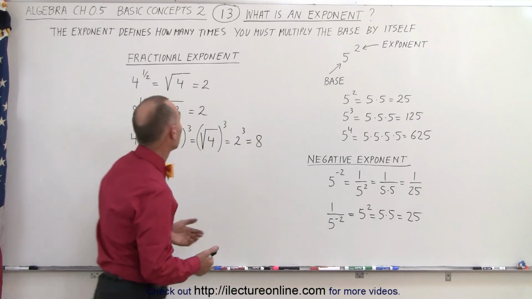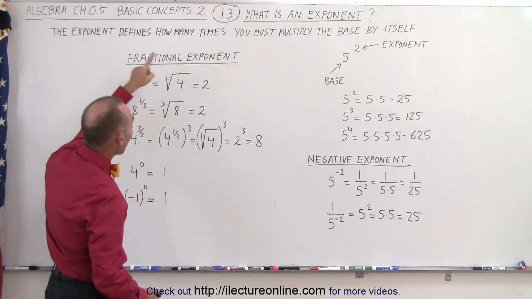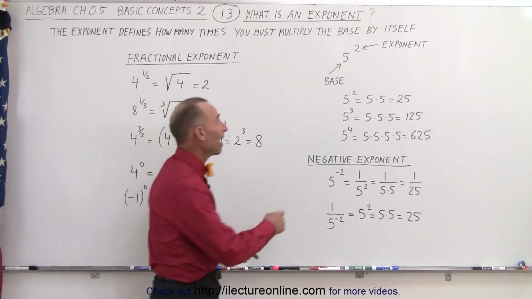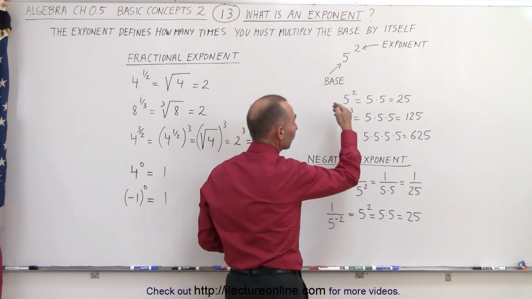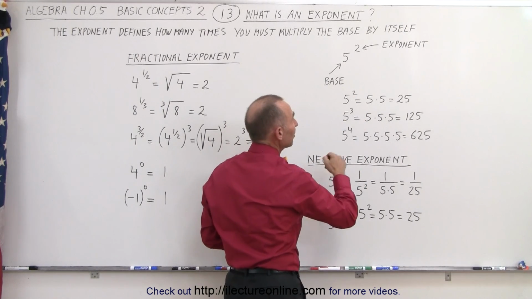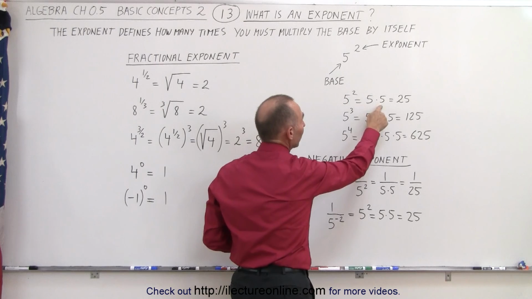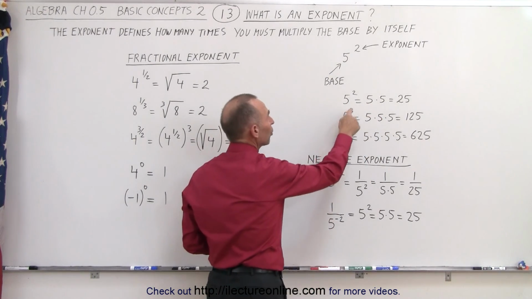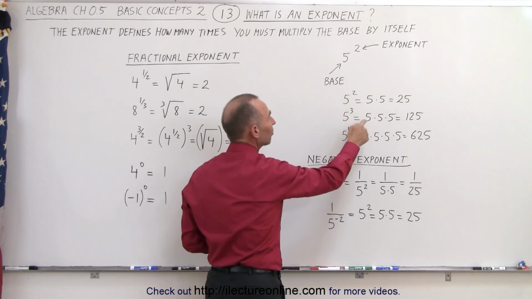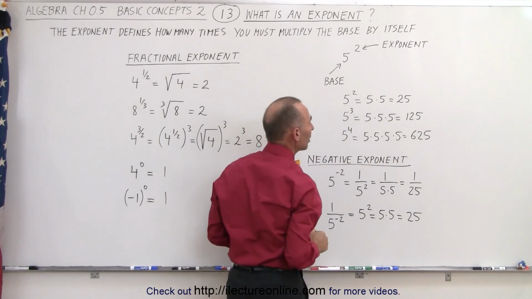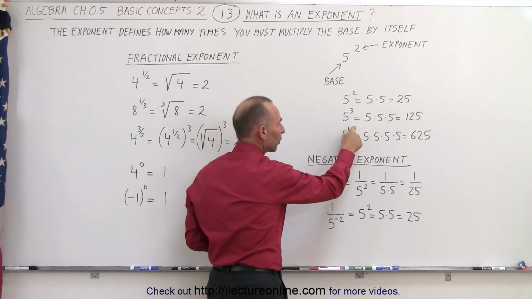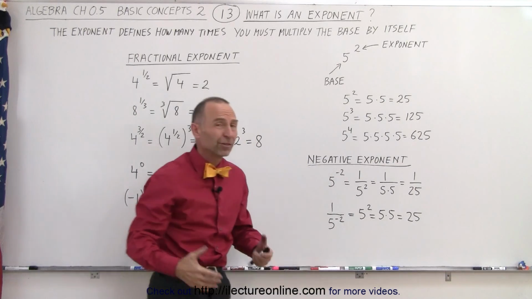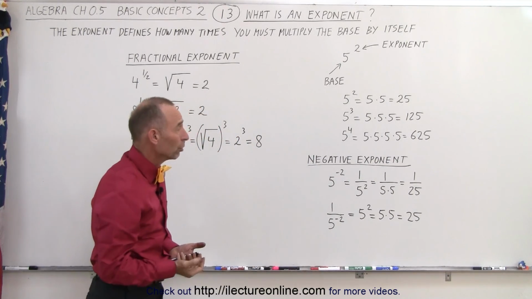By definition, the exponent defines how many times you must multiply the base by itself. So if you write 5 to the second power, and that's how we say it, or 5 squared, that means that we take the base and multiply by itself twice, so 5 times 5 is equal to 25. If we write 5 to the third power, or 5 cubed, that's 5 times 5 times 5, 125, and 5 to the fourth power is 5 times 5 times 5 times 5, which is 625. So that's what we mean by the exponent.